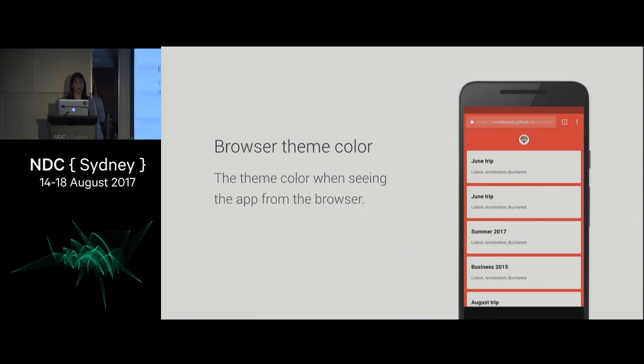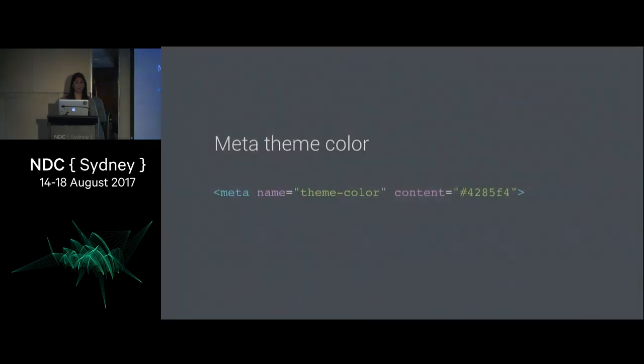So it's independent from the app manifest. Here we could use the primary color, the accent color, whatever works with our app. And this is the one you see on the navbar on top. And this is how we do it. We add the meta name theme-color, and the color in the value of the content.